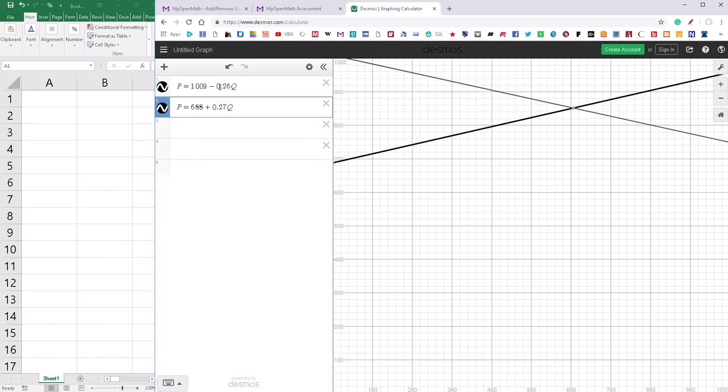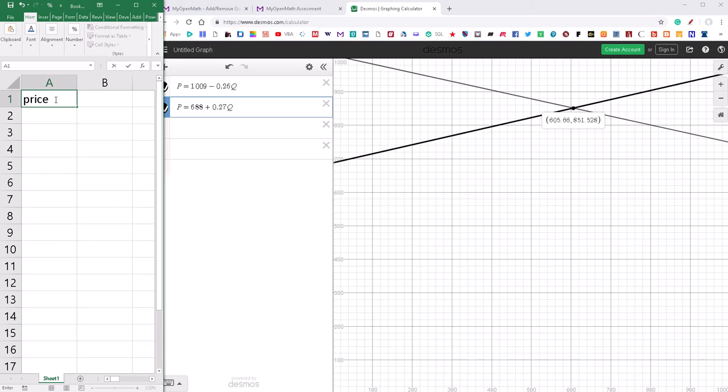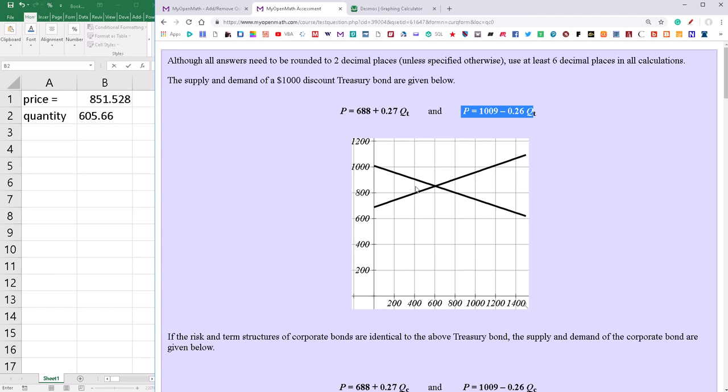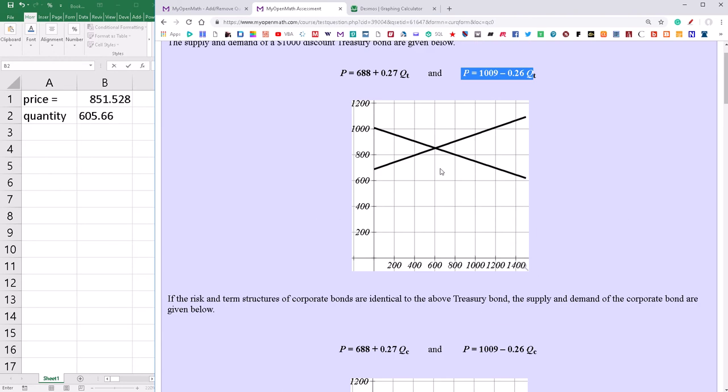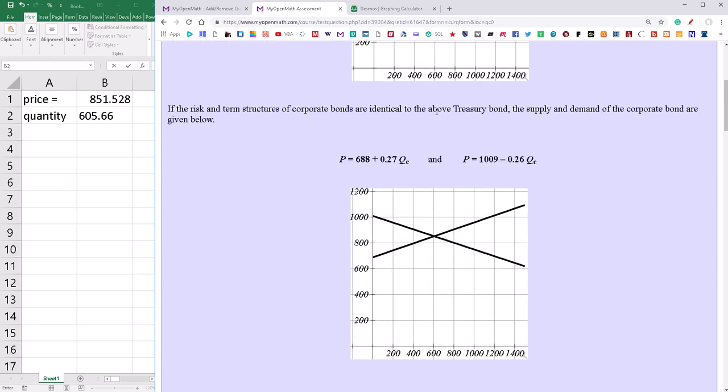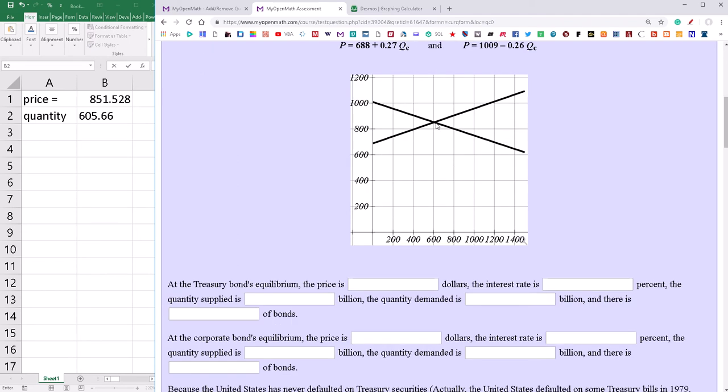Okay, so this is the demand for bonds, and we have the supply for bonds. The equilibrium price is $851.528. The quantity of bonds is 605.66. And because everything's identical with respect to default risk or liquidity, the equilibrium is at the same point. Demand and supply match.